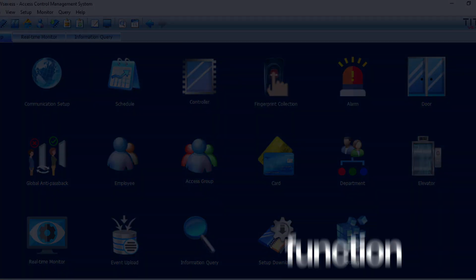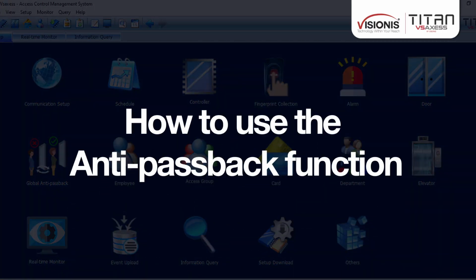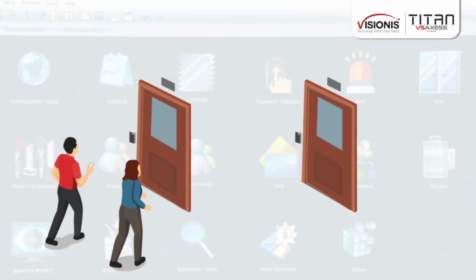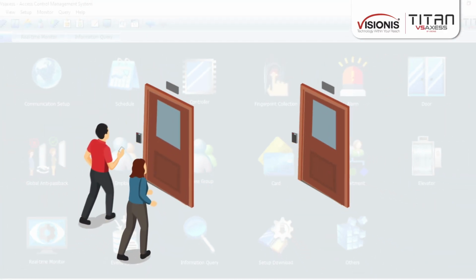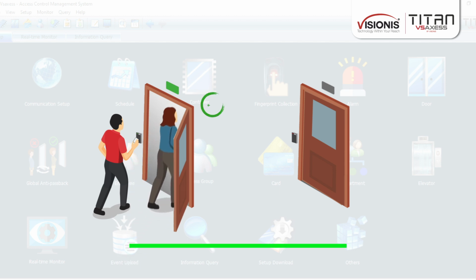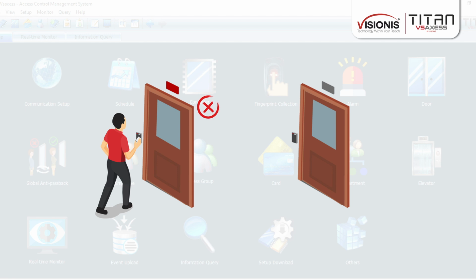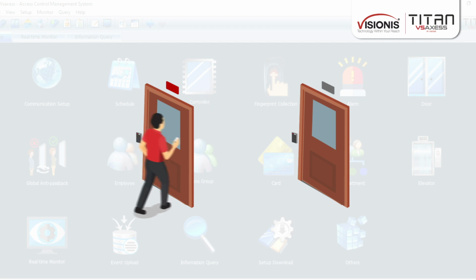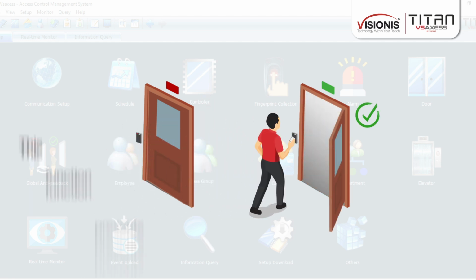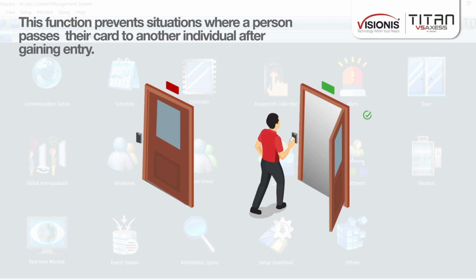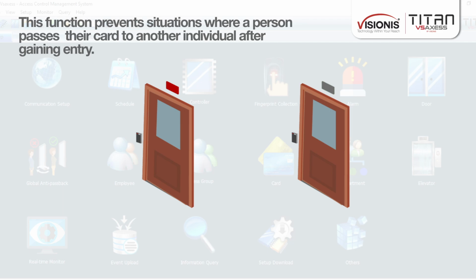In this video, we will show you how to use the anti-passback function in our Titan Vsaxess desktop software. The anti-passback function is commonly used in high-security areas. With this feature enabled, the same card cannot be used to access the same door consecutively. The user must present the card at a different reader. This function prevents situations where a person passes their card to another individual after gaining entry.